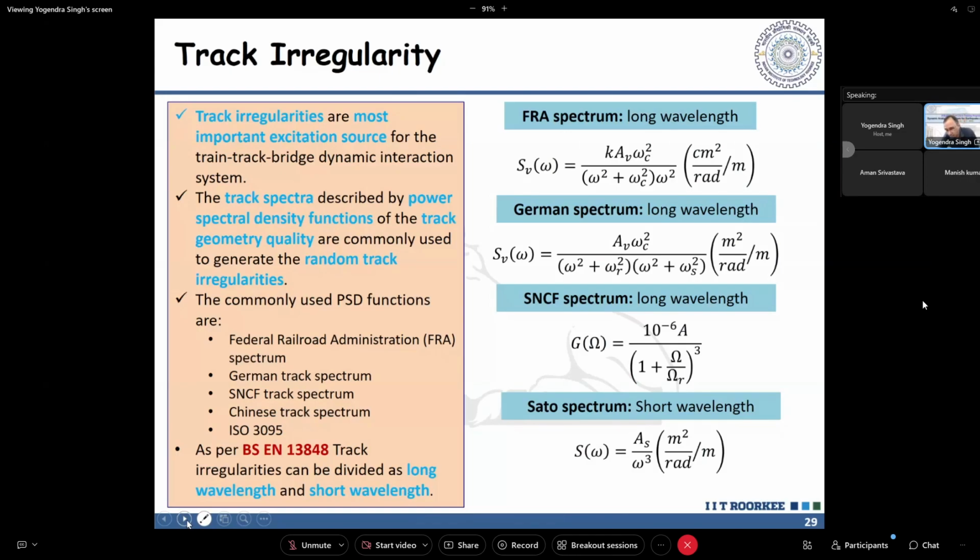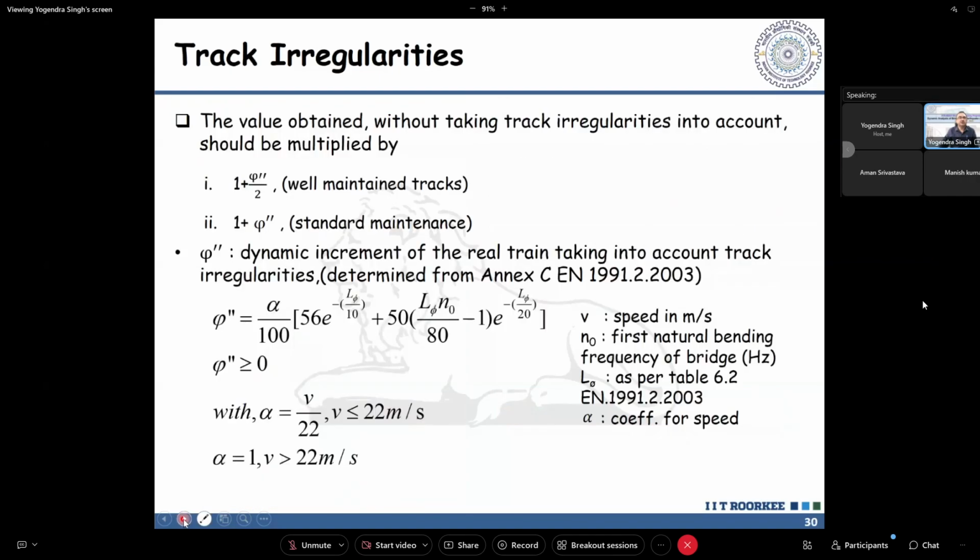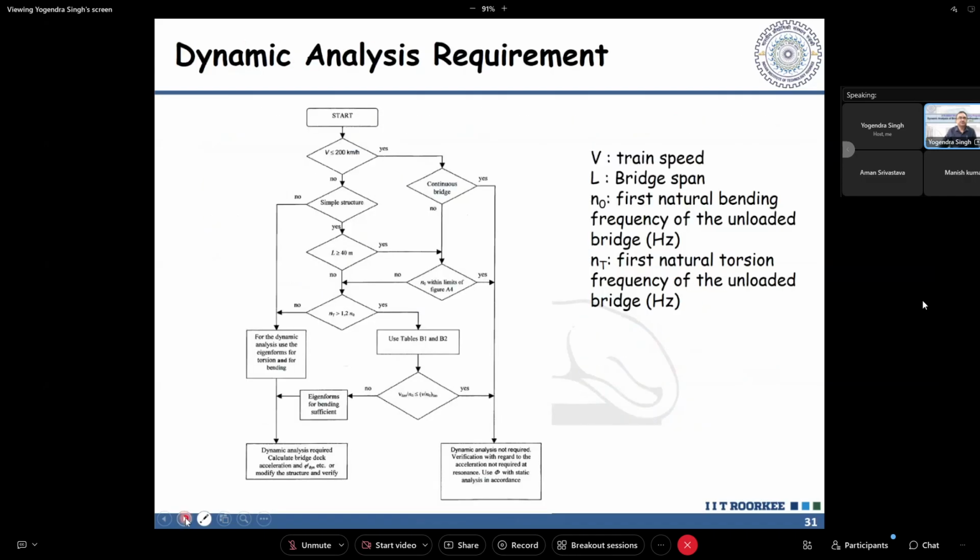It's a little bit complex procedure. These can be taken into account by considering their power spectrum. And taking that power spectrum, we can develop a set of irregularities which we can consider in our analysis. I'm not going into further details of this. Depending on the maintenance condition, there are guidelines available. We can decide what is going to be the severity of these irregularities.